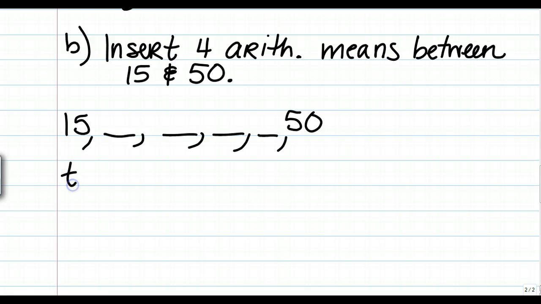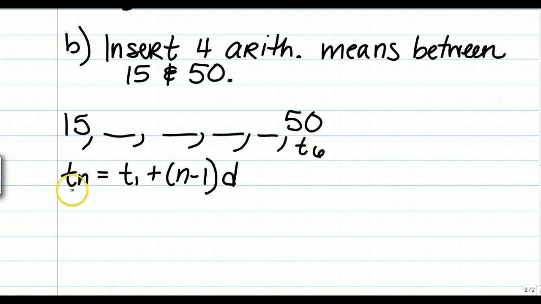You have to use your equation like you do on all of these problems for your formula. And you always use the last one, and we know that that's 1, 2, 3, 4, 5, 6. We know that this is the 6th term. So the 6th term is 50. So T6 is 50. The first term is 15. We're using the 6th term here, and now we have to find what D is, because once we have what D is, I can just add that to find these missing pieces.